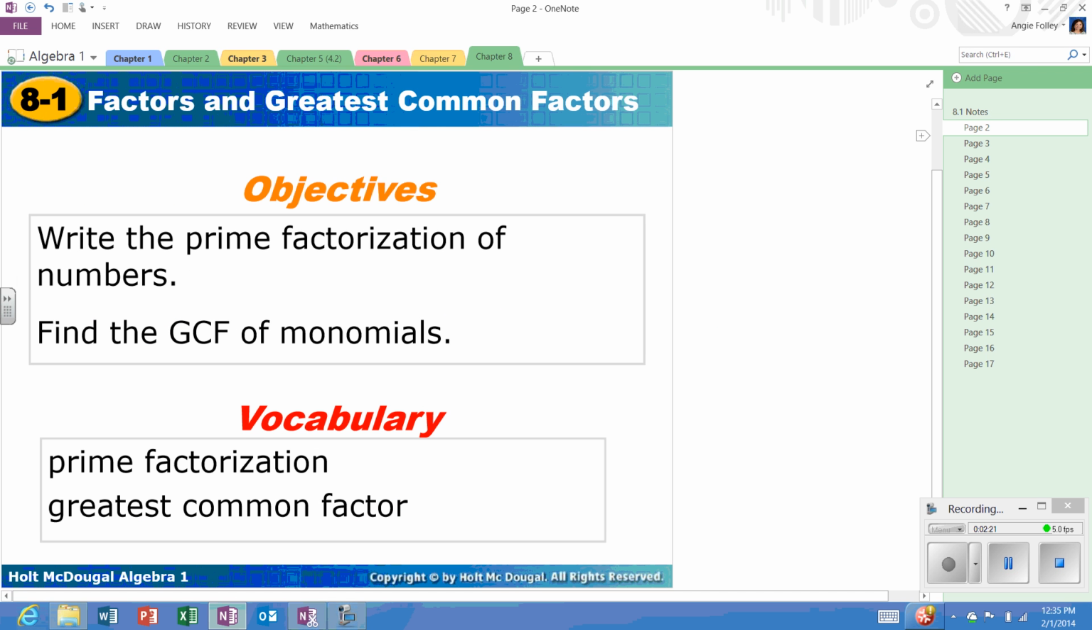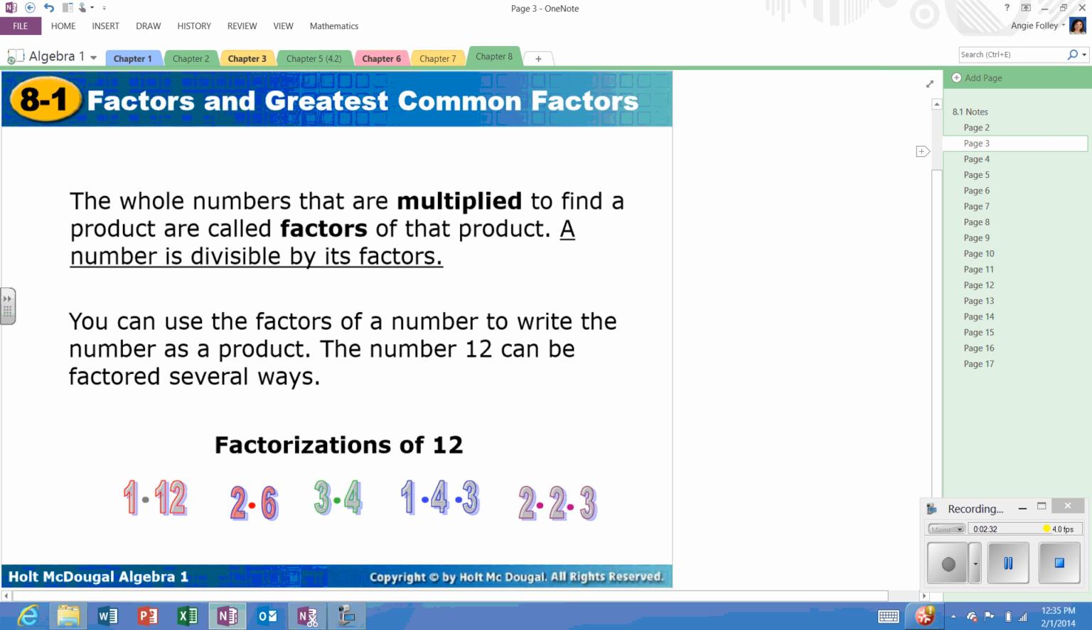So today we're going to look at writing the prime factorization and then finding the GCF, which stands for greatest common factor. And you'll hear the terms prime factorization and, like I said, greatest common factor. So the whole numbers that can be multiplied to find a product are called the factors of that product. So a number is divisible by its factor. So what numbers go into that?